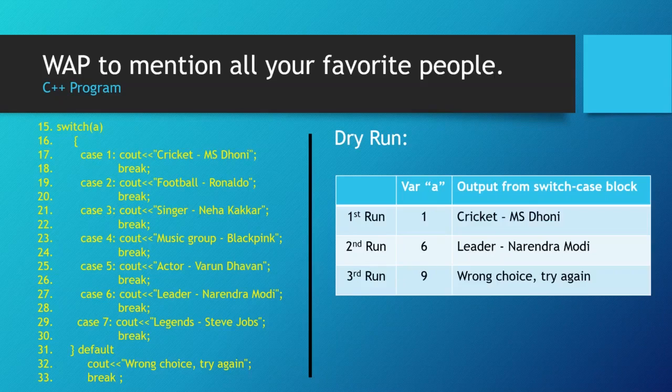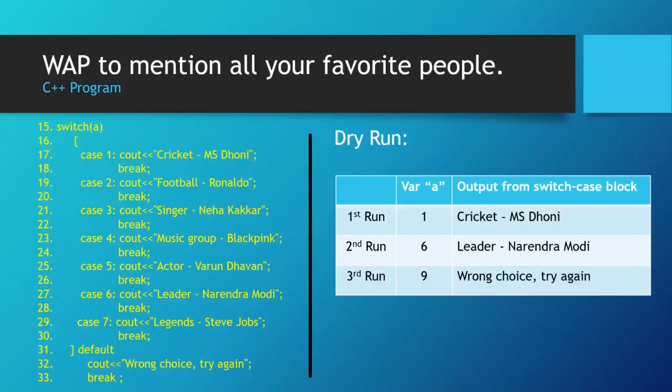This value 1 will be stored in the variable a. The value is then passed to the switch block. You see in the bracket here, line number 15. Internally it forwards the request to the case block which matches the value of variable a, line number 17. So it will execute the cout statement inside case 1, which will print cricket MS Dhoni as output on the screen. The program will exit after pressing any key. Let's try one more run. This time I enter 6, which will match case 6, line number 27, and will print leader as Narendra Modi. So this is how the logic works.